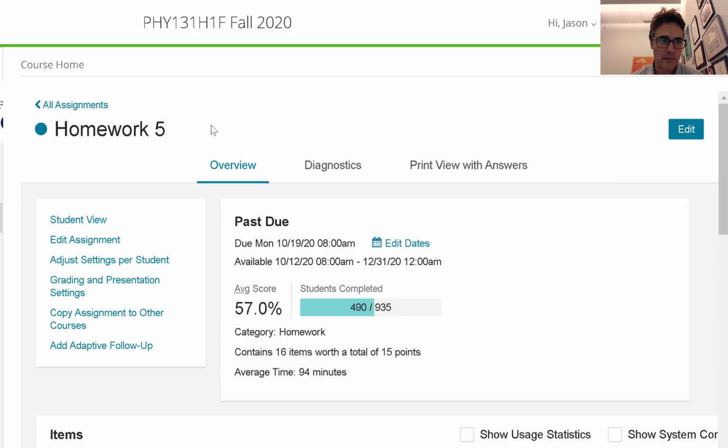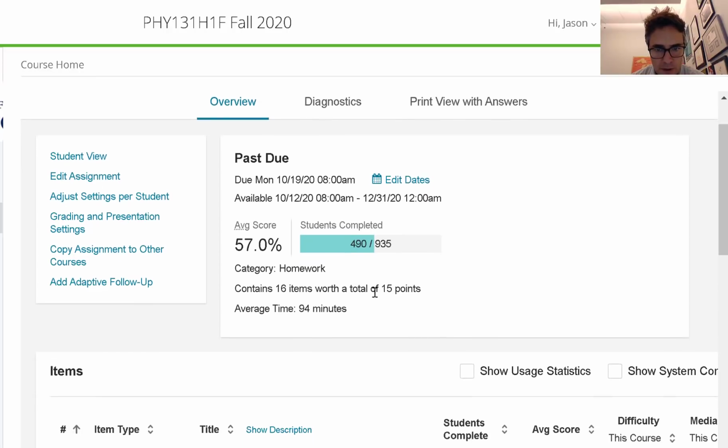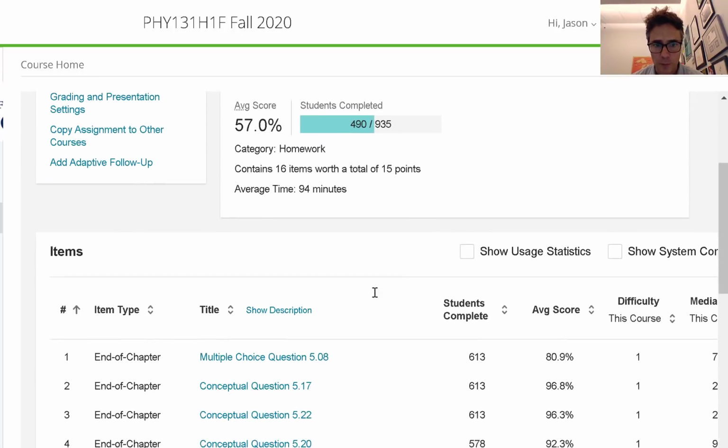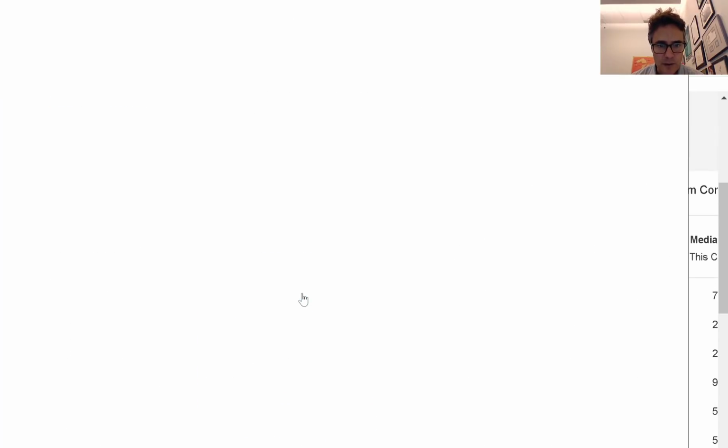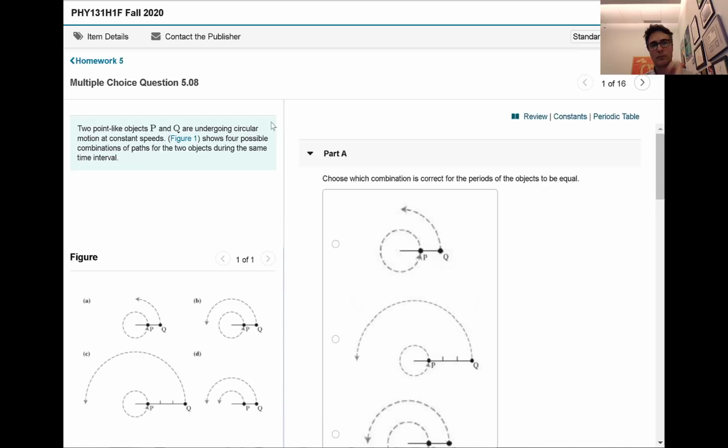Hi there, Physics 131. I wanted to go over homework number 5 from your MyLab and Mastering, because the class average on this was 57%, which is by far the lowest. This was a difficult homework, and it was quite long as well. So let's start with the first question.